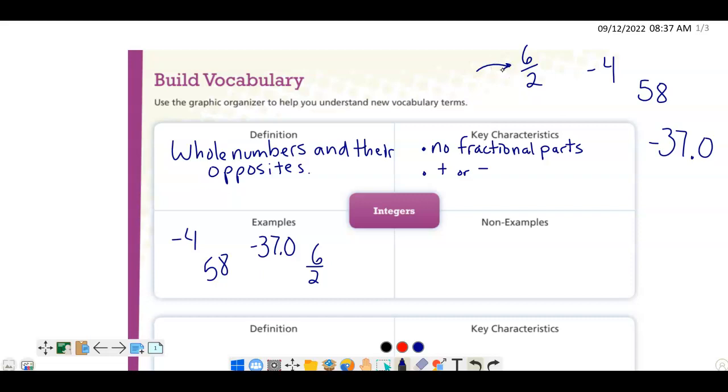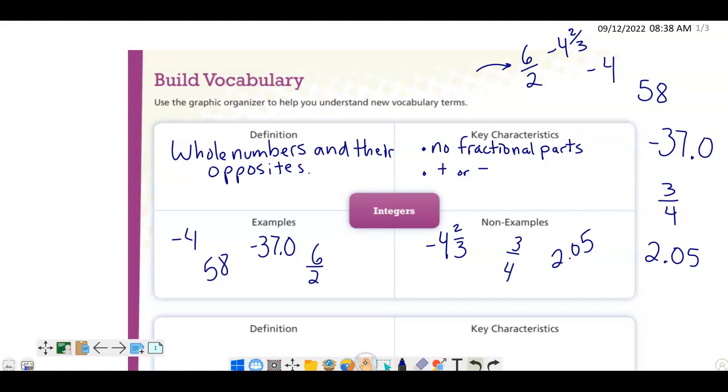How about -4 2/3? Non-example. That has a fractional part to it. How about 3/4? Okay, that's easy. Yeah, not an integer. How about 2 5/100? Non-example. That's right. That's easy right there. Okay. So you can see anything with a fractional part to it is not an integer.